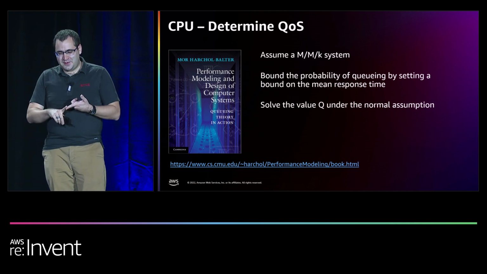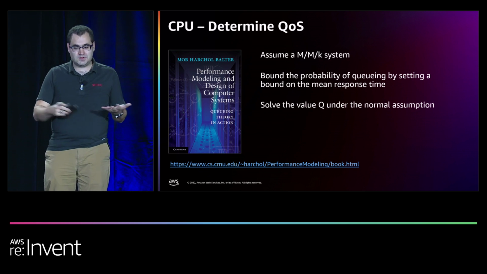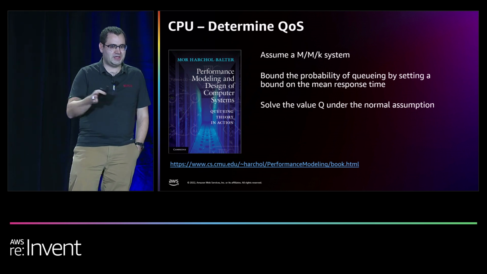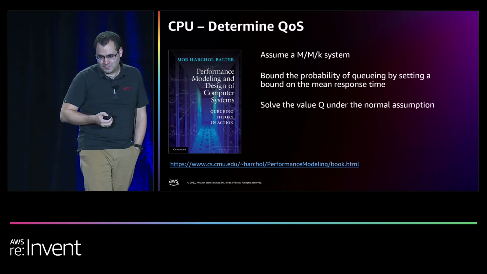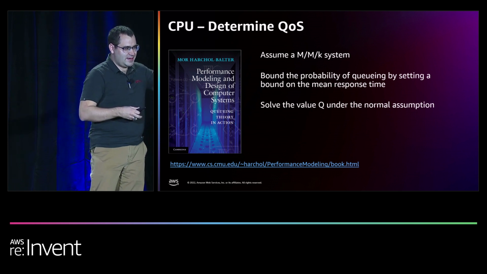All right, so you have an MMK system. You bound the probability of queuing by setting a bound on the mean response time, and then you just solve for the value q under the normal assumption. And what that means is that you're assuming that a Poisson distribution and a normal distribution kind of look the same when you squint through them. All right, so if you're interested in the math behind the math, this is the math behind the math.